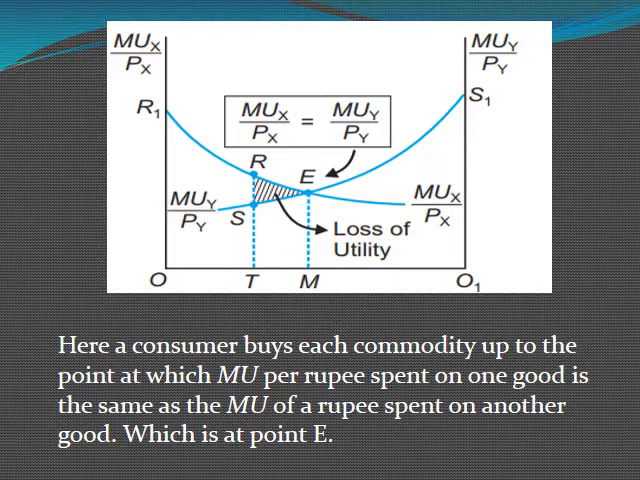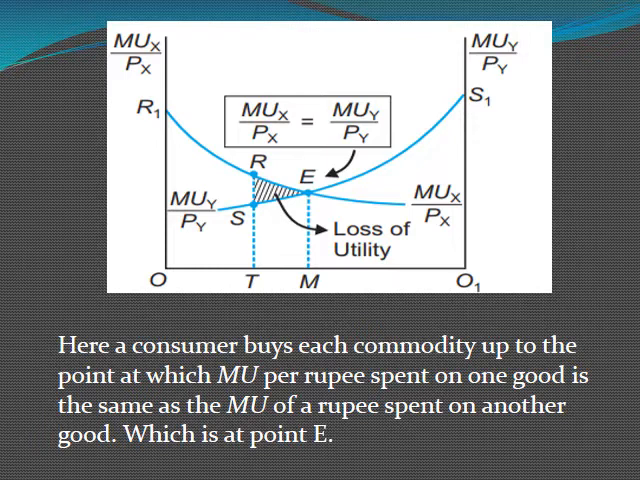Any deviation from E, say let us talk about the point T, when a consumer is consuming OT amount of commodity X and O1T amount of commodity Y, then there is loss of utility, that is SRE, that is shaded area. This is the loss of utility. So a consumer will move towards the right from T to M, where he will achieve maximum satisfaction.